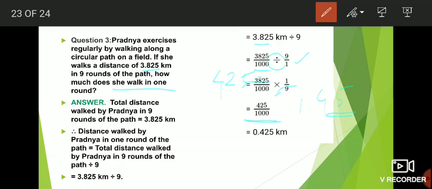Okay, so the answer is 425/1000. Now 3 zeros are there, so count 3 digits from the right to the left and place the point here, 0 at the integers place. Means one round of path distance is 0.425 kilometer, that is 425 meters.